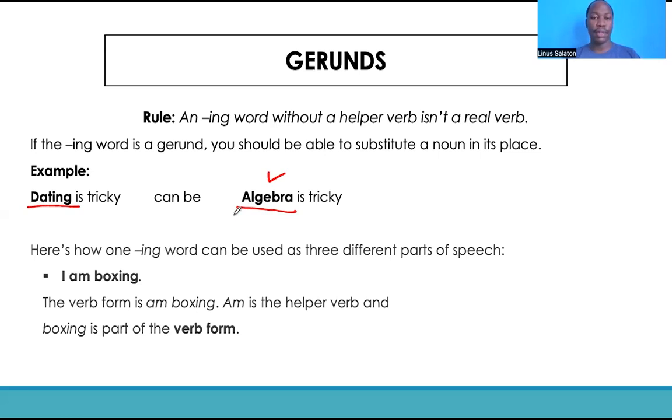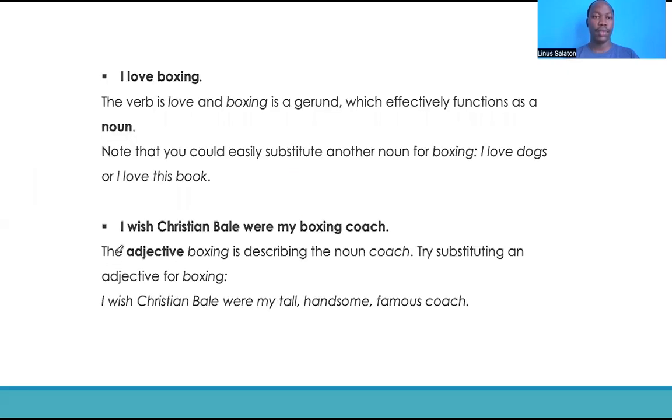Gerunds can be applied to different scenarios or different sentence structures. Let's start out with this example: "I am boxing." You can tell the use of the helping verb "am" plus the ing word "boxing." You could also have "I love boxing." Here, "I" is the subject, "love" is the verb, and "boxing" acts as a noun, or otherwise what we are referring to in this session as a gerund. Note that you can easily substitute the gerund, or the noun, here with any other noun and still have meaning attached to it.